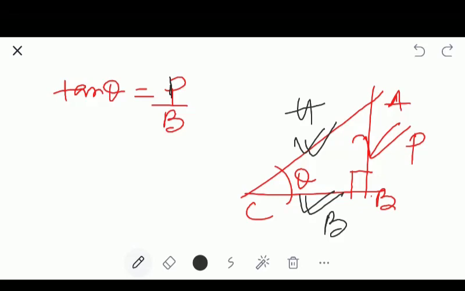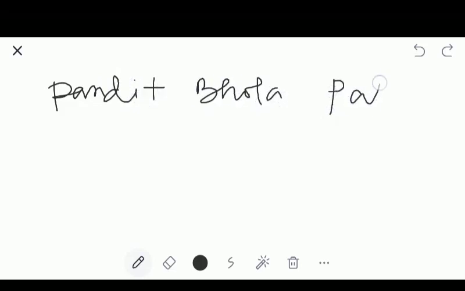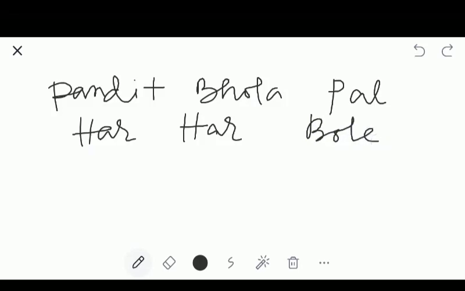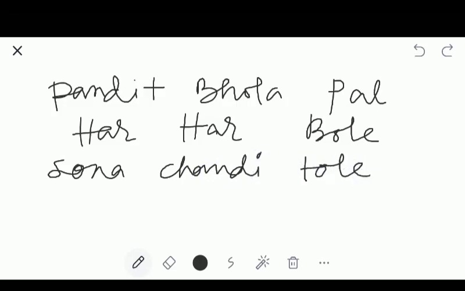So there is a poem that you have to remember: Pandit Bhola Pal har har bole, sona chandi tole. Now it's a poem, right? So, Pandit Bhola Pal har bole sona chandi tole.